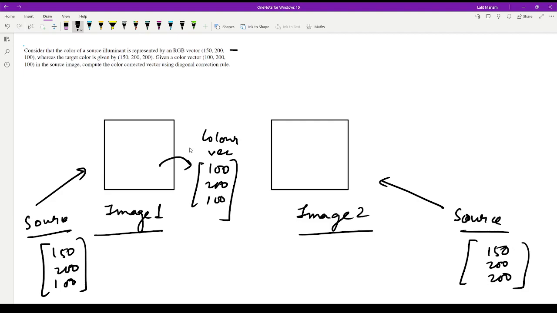So given that we have captured this image, we have intensity values for each color channel at every pixel. And we are given a color vector 100, 200, 100, which is captured at this particular position. So we need to find the corresponding color vector if I try to change the illumination source. I hope the basic aim of this question is clear.